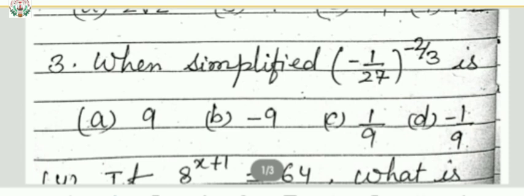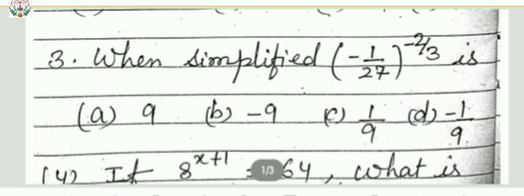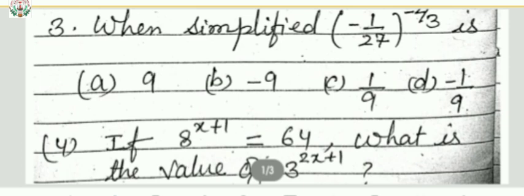Because (a to the power m) whole to the power n will be a to the power m into n, likewise here minus 3 to the power minus 3 into minus 2 upon 3 in the power. Now 3 and 3 get cancelled in the numerator and denominator, and we will get minus 3 whole to the power plus 2. So minus square, minus into minus will be plus, and 3 square will be 9. So which one is the correct answer out of the 4?